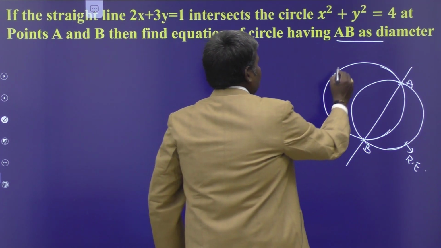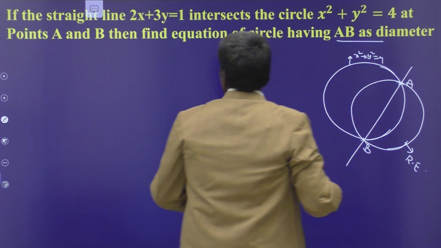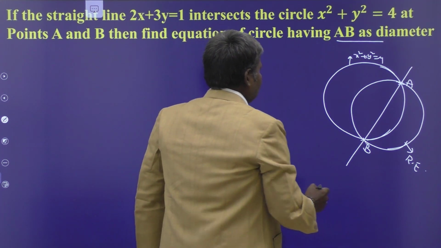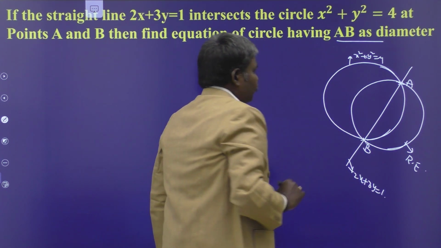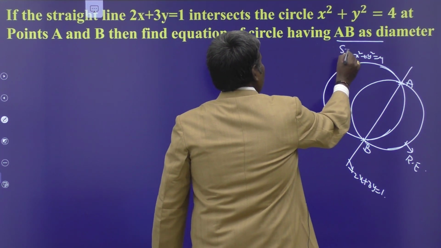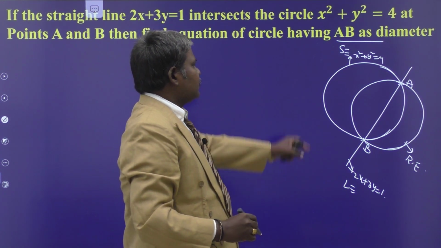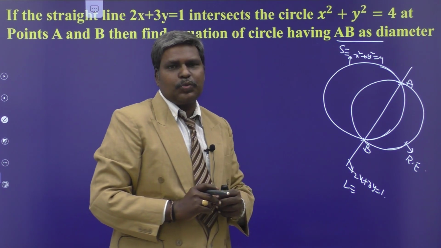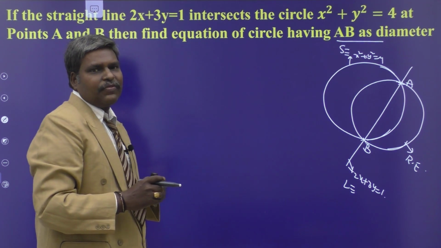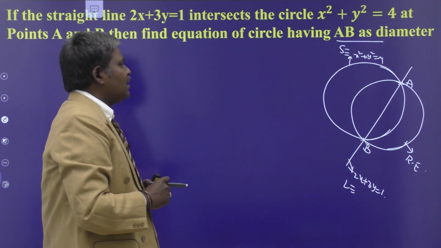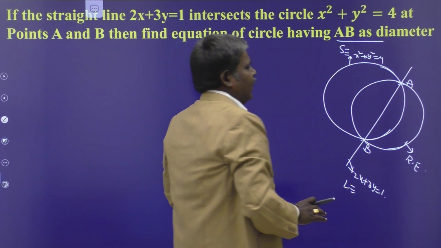This is x square plus y square equal to 4, the given equation. And the line is what? 2x plus 3y equal to 1. My dear students, this is S is equal to 0 and this is L equal to 0, say. Already we discussed it. The equation of any circle passing through the point of intersection of S equal to 0 and L equal to 0 is always of the form what? S plus lambda L is equal to 0. So infinite number of circles may be drawn through these 2 points.